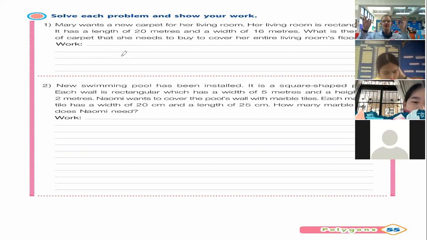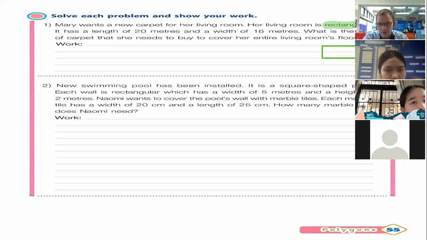Okay, so the first thing we do is grab our marker and read it again slowly, and then we mark the information that is required. So Mary wants a new carpet for her living room. We know the living room is rectangular. When we know that, we can already draw our shape so that we know what we have to look at.